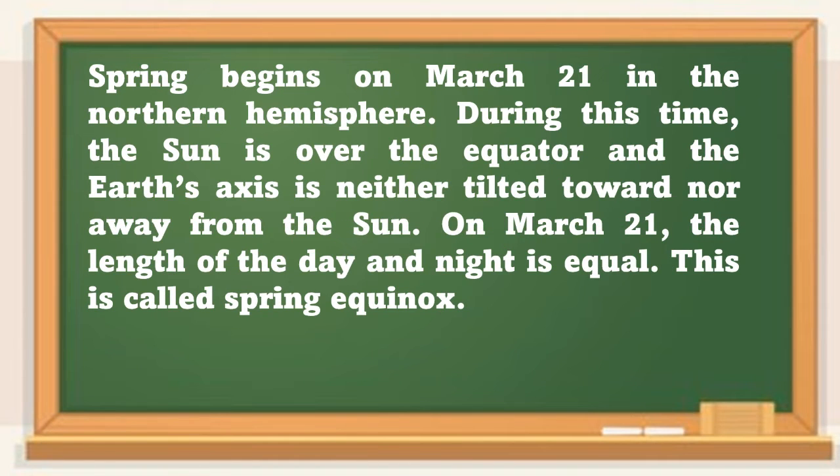Spring begins on March 21 in the northern hemisphere. During this time, the sun is over the equator, and the Earth's axis is neither tilted toward nor away from the sun. On March 21, the length of day and night is equal. This is called spring equinox.